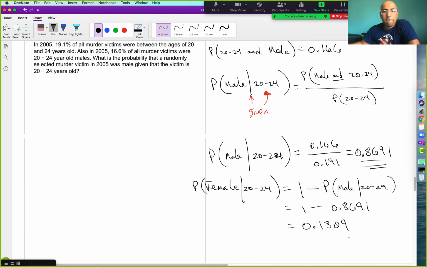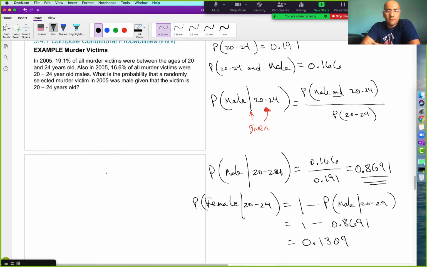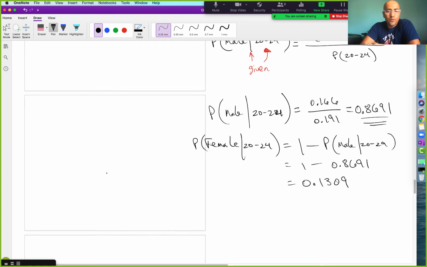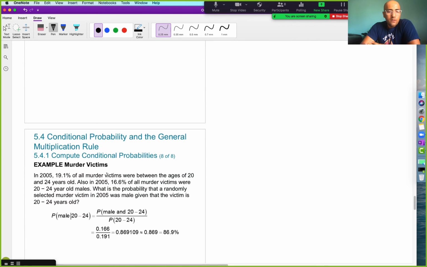Yeah, very nice. So there's only a 13% chance that it's a female, given that we know that the body is between 20 and 24 years old. Any questions? No? No? Okay, moving on.